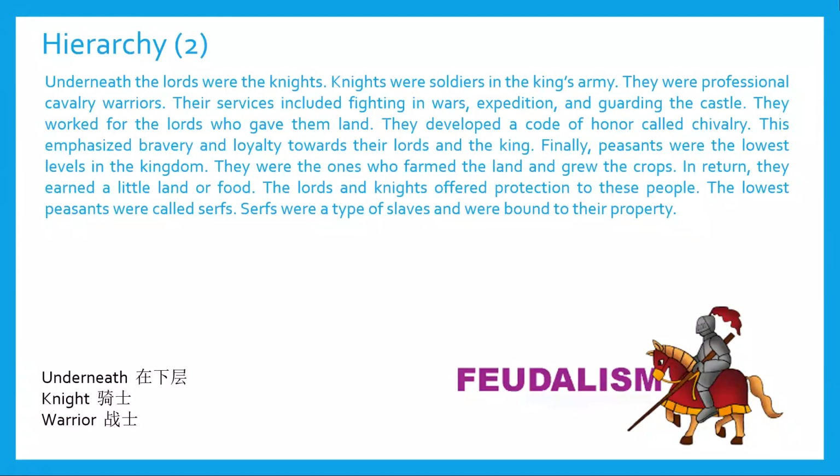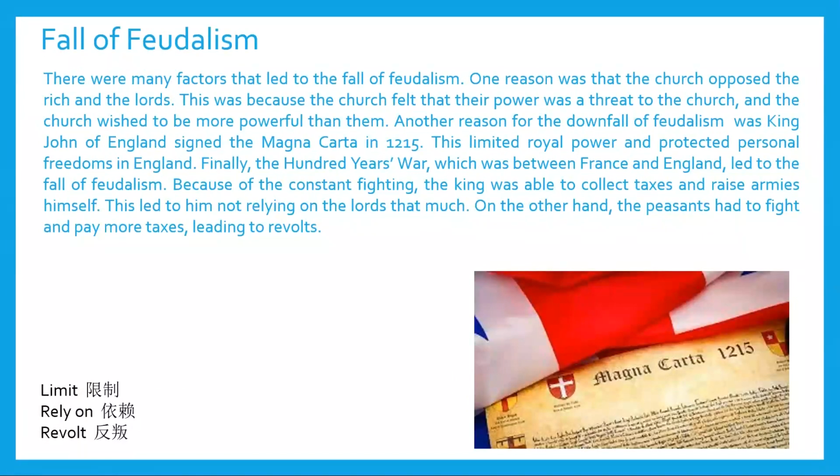There were many factors that led to the fall of feudalism. One reason was that the church opposed the rich and the lords. This was because the church felt that their power was a threat to the church, and the church wished to be more powerful than them. Another reason for the downfall of feudalism was King John of England signed the Magna Carta in 1215. This limited royal power and protected personal freedoms in England.